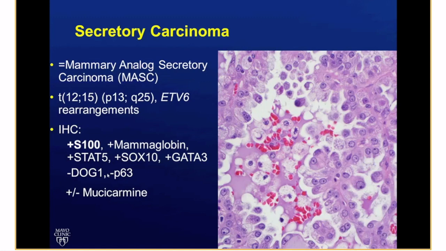It's characteristically strongly and diffusely positive for S100, negative for DOG1 and P63, and these stains can be extremely helpful to further characterize this lesion. Now, this is a very significant pitfall because these secretions are sometimes positive for mucicarmine, and you might consider mucoep in your differential diagnosis if you find that.